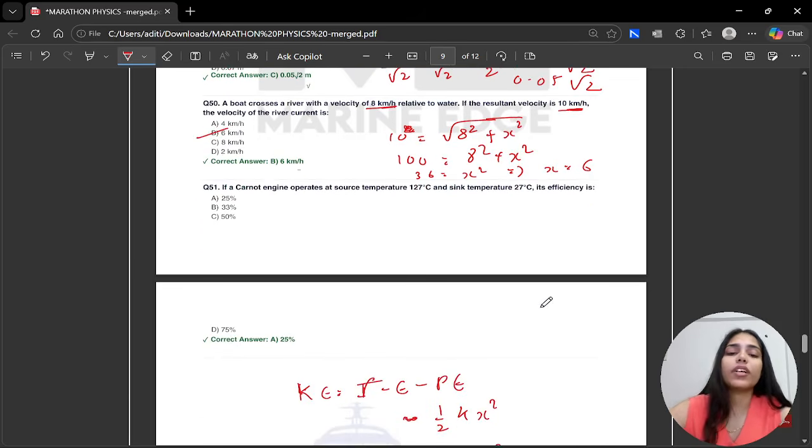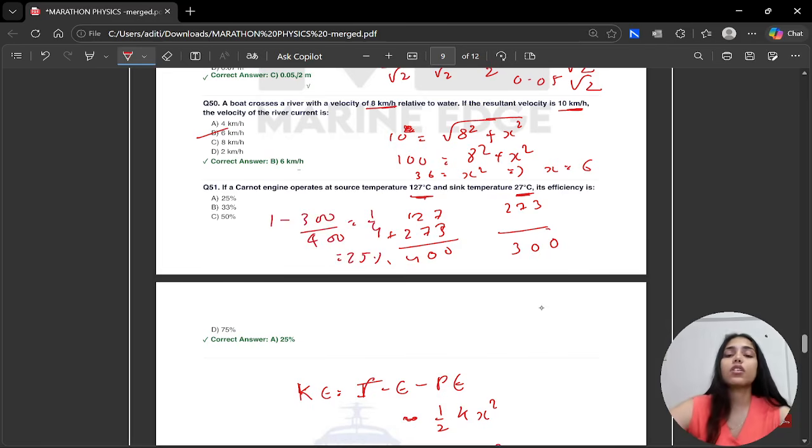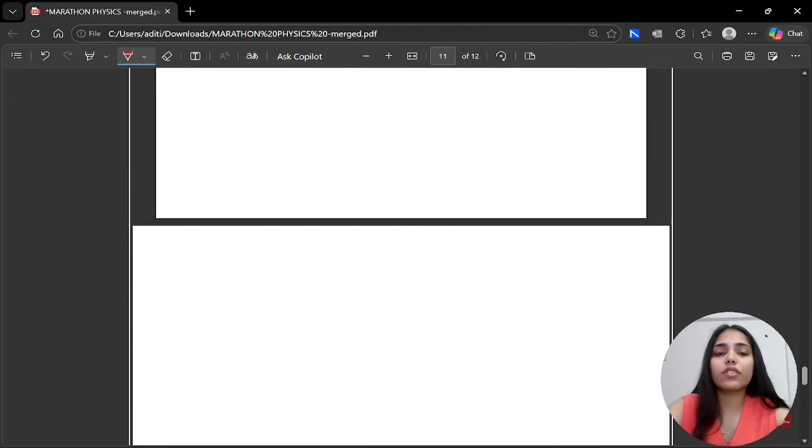Lastly, if a Carnot engine operates at a source temperature of 127 degrees Celsius and a sink temperature of 27 degrees Celsius, what will be its efficiency? Now, to calculate that, convert these two into your Kelvin scale. So 127 plus 273, that is 400. And 27 plus 273, that will give you 300. Isn't it the same question as we first solved? So that will be 1 minus 300 by 400. That is giving you 1 upon 4. That is 25%. Right?